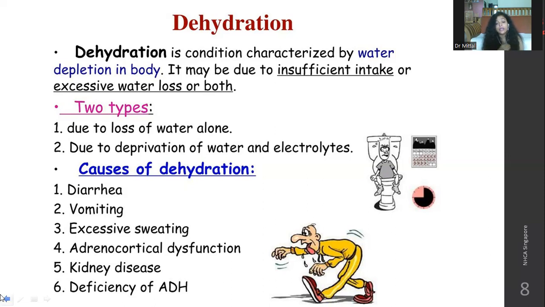That is the main function of aldosterone, that it triggers the kidneys to help in the reabsorption of water. Water should not be completely lost in urine. It has to be taken up back into the system. But if aldosterone is not present, water will be continuously lost through the urine without the knowledge that the person is already dehydrated. So because of this adrenocortical dysfunction, dehydration can take place. Any kidney disease can also lead to dehydration, and deficiency of ADH, aldosterone hormone could also lead to dehydration.